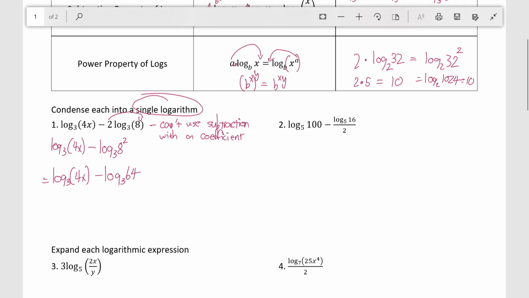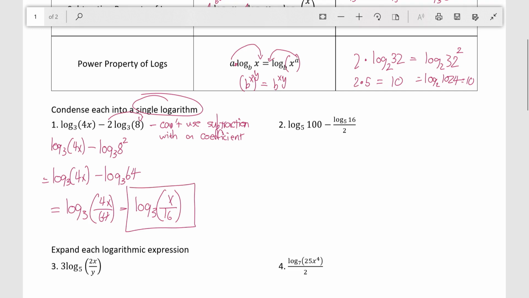And now I can use the subtraction property and write this as log base 3 of 4x divided by 64. And then I'm just going to simplify that fraction to x over 16. Alright, so now we have it as a single logarithm.